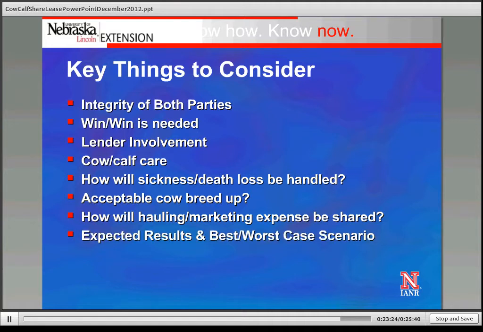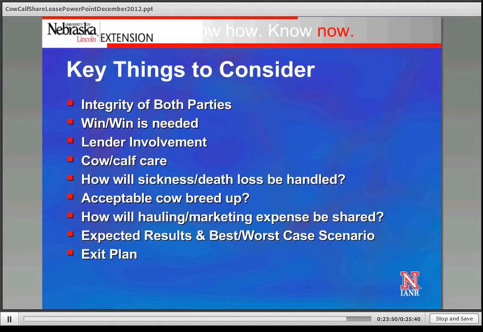I think going through and looking at what are expected results, as well as best and worst case scenarios, from both an operator and owner standpoint can really be helpful at the onset. Looking at realistic values there means that if one of those things occurs, it doesn't come as a surprise, and it's known how that situation will be handled.